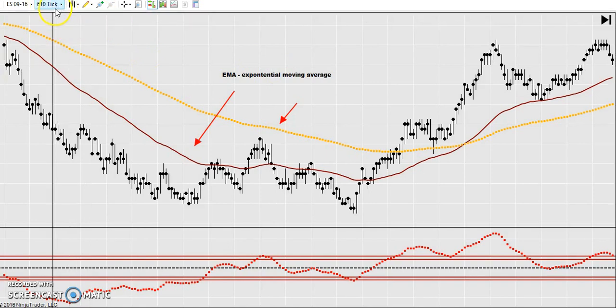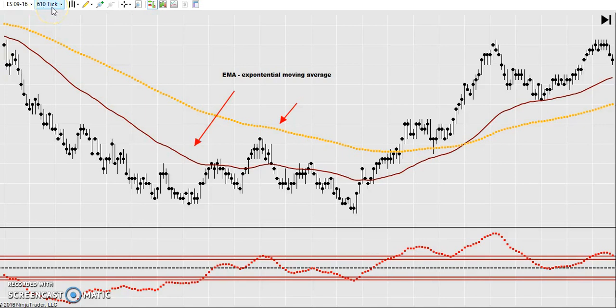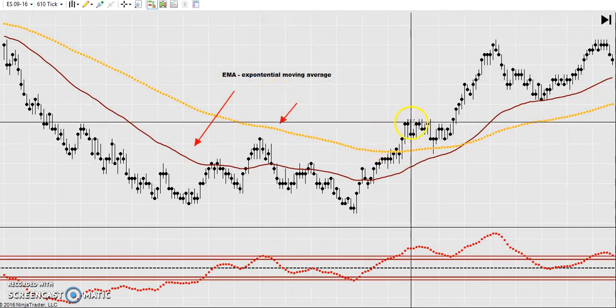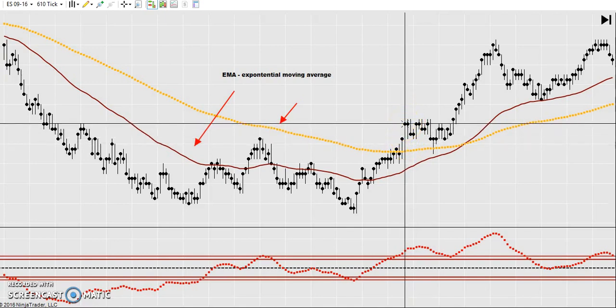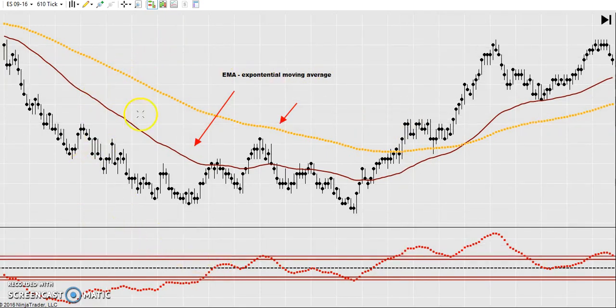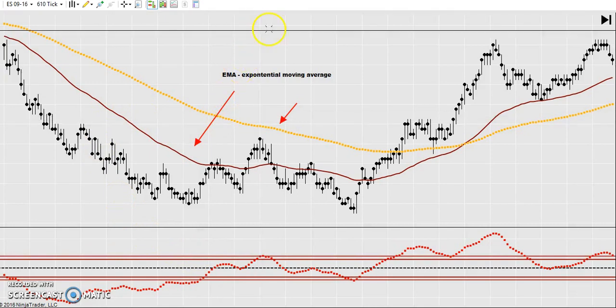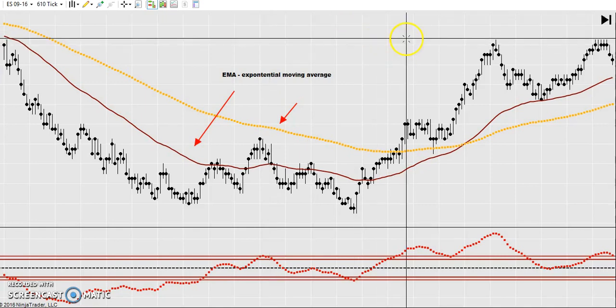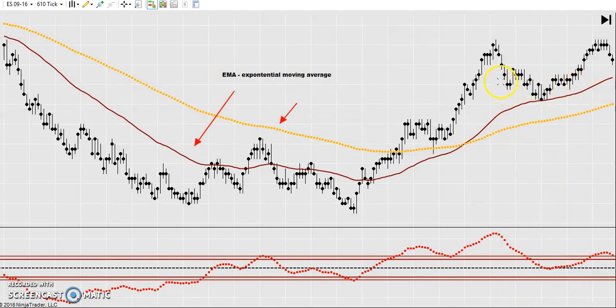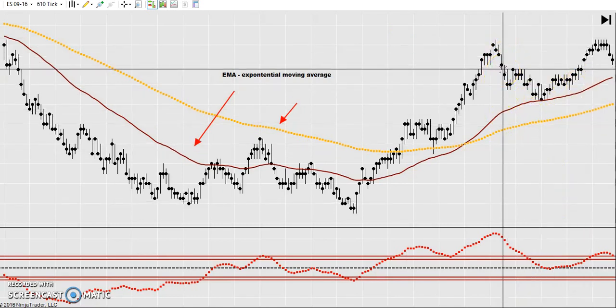I use ticks. As you can see here, it says 610 tick. I call this my 610 tick chart. And basically all it is, if you look right here on a bar, inside this one bar, there were 610 transactions done for the ES Mini. This is the ES Mini. I follow the S&P 500 Index Futures, and that's what it's called, the ES Mini. So basically, each bar is 610 ticks.